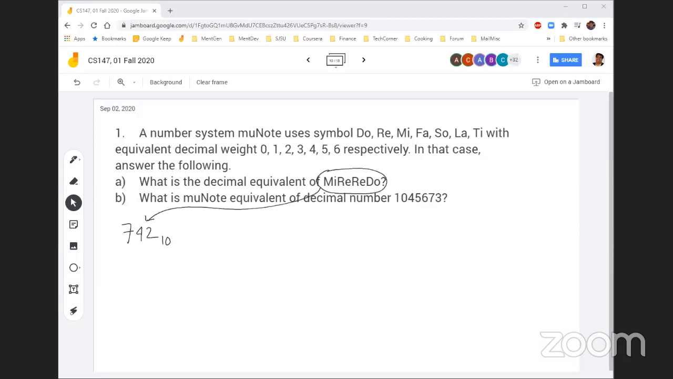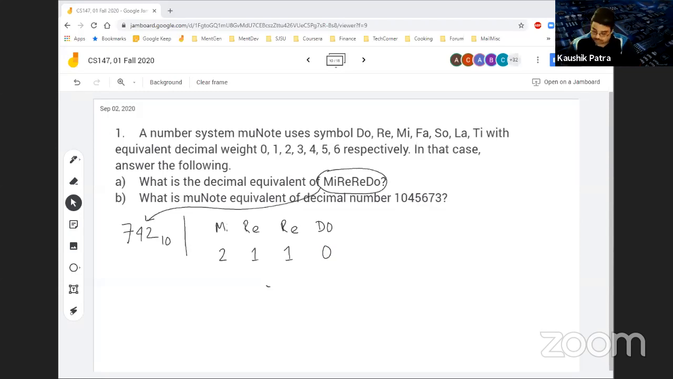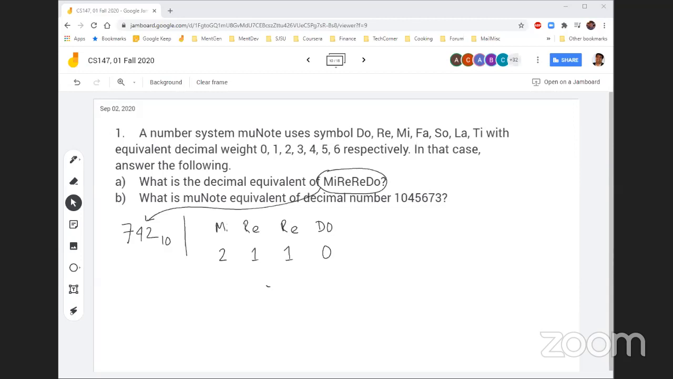Okay, so I basically converted mi, re, re, do using the decimal weight for each one. So that means mi would be 2, and then re would be 1, re would be 1, and do would be 0. And that's all in base 7. Why base 7, Akash? It's because there's 7 symbols basically.